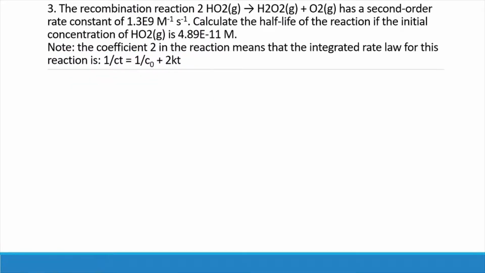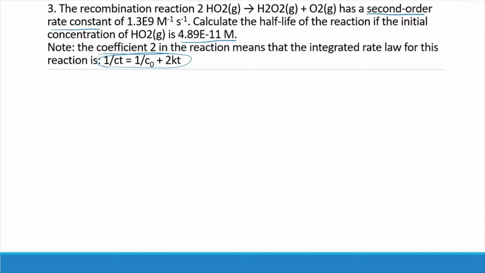Number 3, we're given a recombination reaction, and we're told it has a second order rate constant. And we want to find the half-life of the reaction if the initial concentration of HO2 is 4.89 times 10 to the negative 11th molar. And then they do give us a clue to tell us because the coefficient 2 is in the reaction, it changes the integrated rate law to this here. We have to account for that too with the KT term.